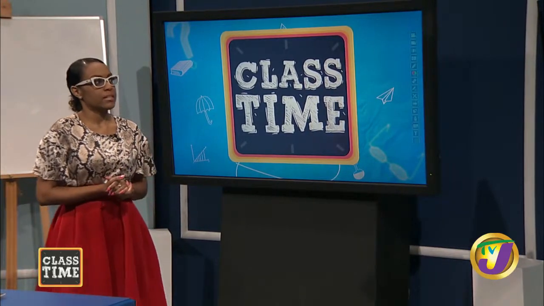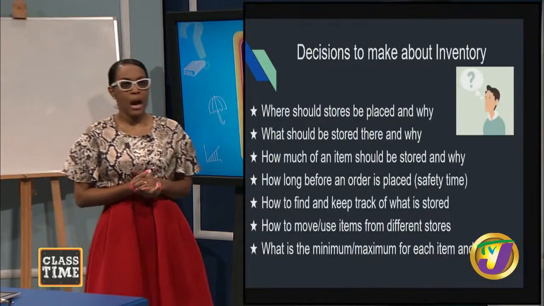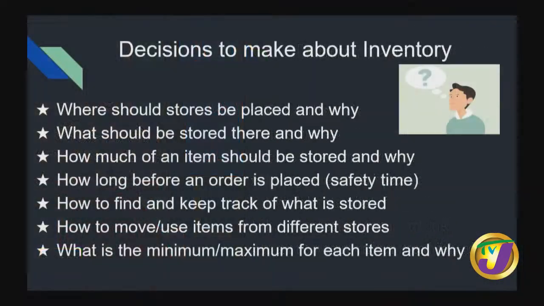Let us now look at decisions to make about inventory. Of course, in businesses, we're going to have to make decisions. It doesn't matter what area, we will have to make decisions. Might be it is just a simple decision, whereas it might be more complex. So you have to make decisions. And in doing inventory, we will have to make major decisions as well as some simple ones on a day-to-day basis. Where should stores be placed and why?